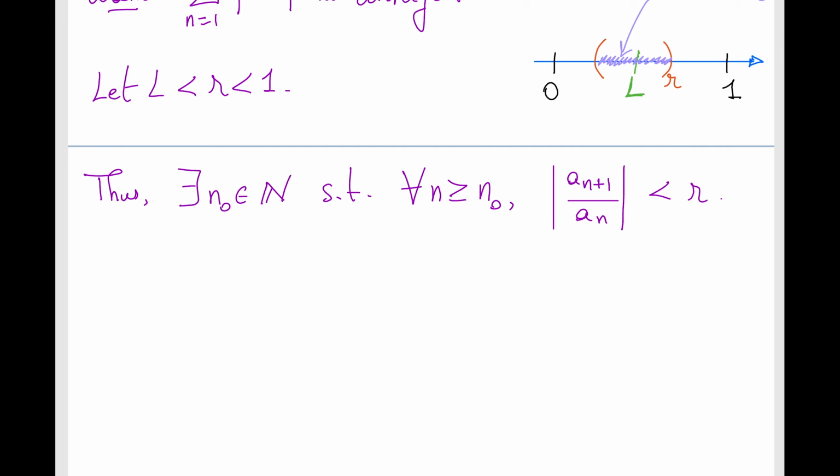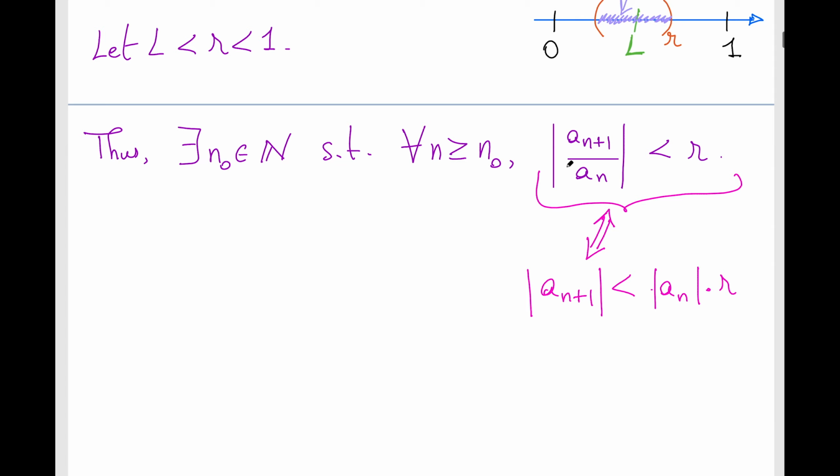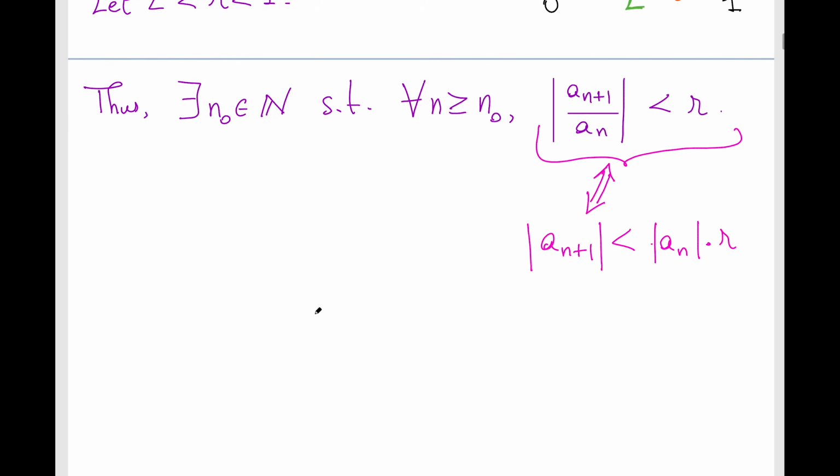What does this mean? Well, this means that an plus 1 in absolute value is less than r times absolute value of an. Let me write it backwards: absolute value of an times r. Agree with this? Just multiply through by absolute value of an. So this cancels. You get the absolute value of an plus 1 is less than r times the absolute value of an. So we get this. Okay. All right, so what do we have? From this rank onward, from n naught onward, this is going to occur.